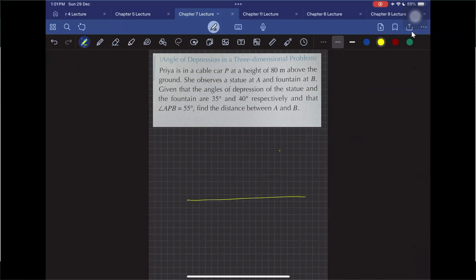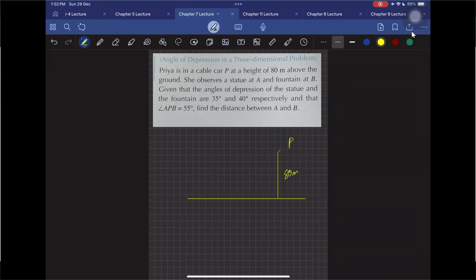So you have the ground, so point P. So this is 80 meters. She observed a statue at A and a fountain at B. Given that the angle of depression of the statue and the fountain is 35 and 40 degrees respectively, find the distance between A and B.